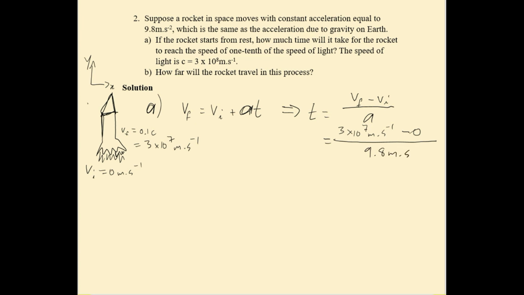So if you take these values and put them in a calculator, you get an answer rounded off to 1 decimal place of 3.1 times 10 to the power 6 seconds. So this is effectively 3.1 million. So it will take 3.1 million seconds for this poor rocket to get so fast. So now the next question is, what distance would it travel in this process?